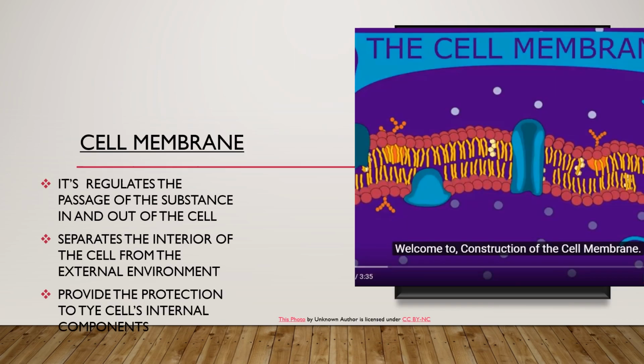Okay, guys, in this continuation we will delve into the functions of the organelles in the cells, which are plant and animal cells. I'm Mr. Xulu, and I'll be looking at the functions of the organelles. We'll start with the cell membrane. The cell membrane regulates the passage of substances in and out of the cell. The second function is that it separates the interior of the cell from the external environment. Then it provides protection for the cell's internal components.